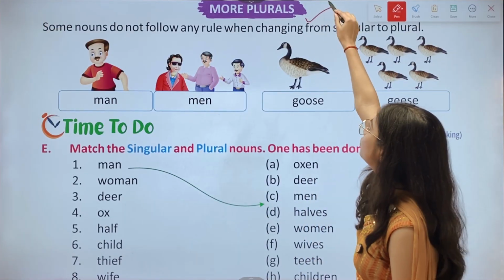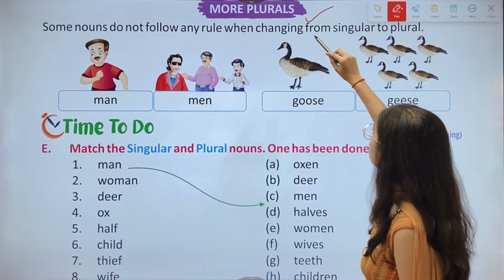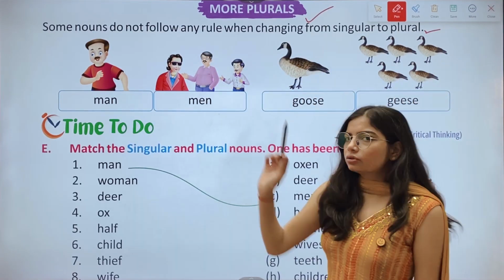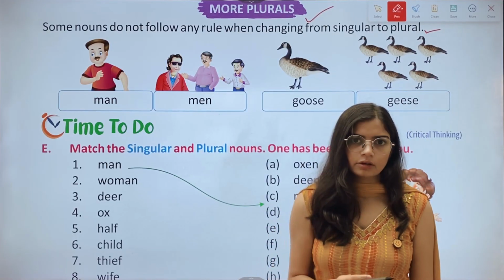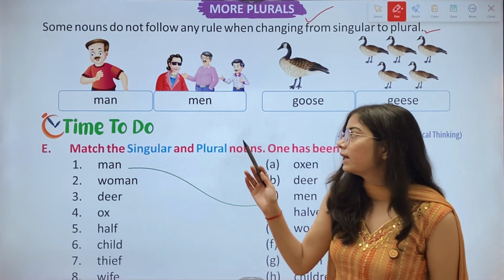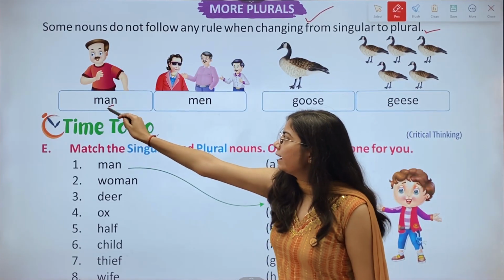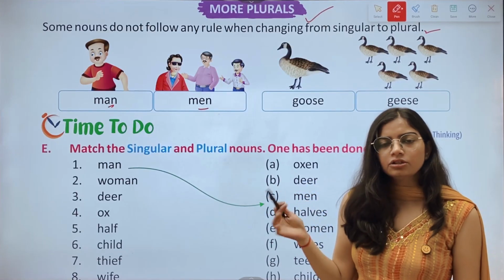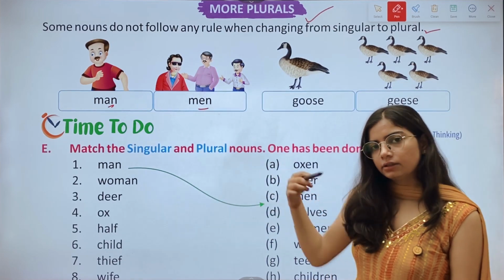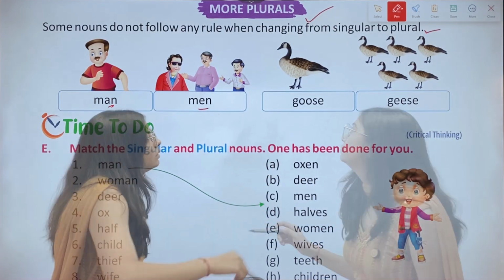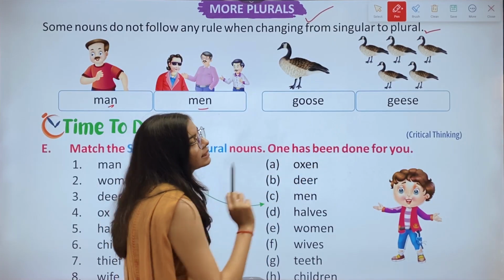Now we have more plurals. Some nouns do not follow any rule when changing from singular to plural. कुछ nouns ऐसे होते हैं जो कि कोई rule follow ही नहीं करते जब उसे singular से plural में change करना होता है. For example, man, men. You have seen that A changes into E. There is no such rule. So there is a whole new word, we say, men. Then here we have goose and the plural of goose is geese.